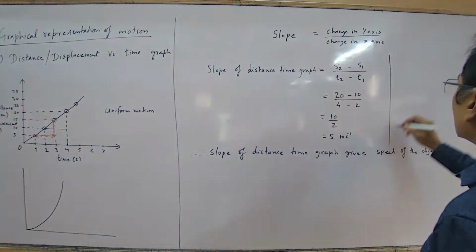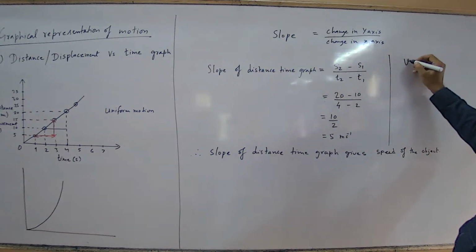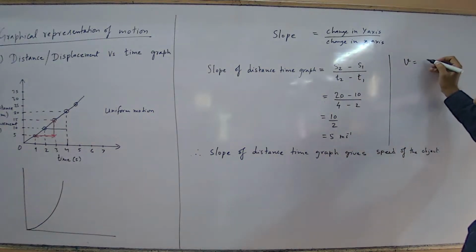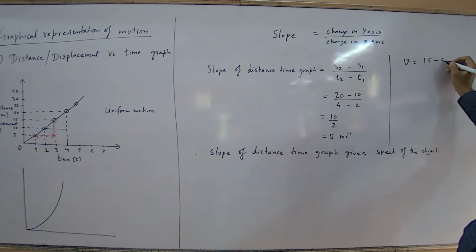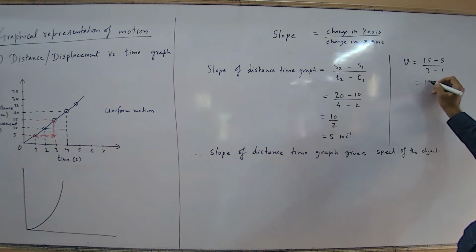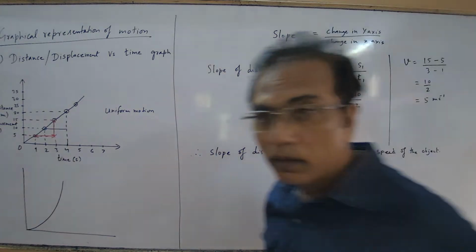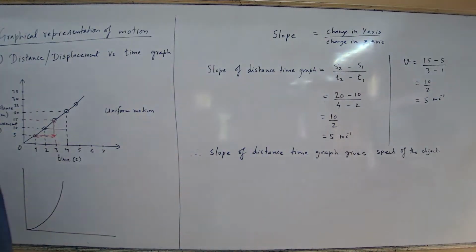So here, speed is equal to 15 minus 5 divided by 3 minus 1. How much is this? 10 by 2 is equal to 5. Got it? So speed should be constant, so it is verified. Anywhere you take, speed is constant. Clear? If not understanding, ask. I know it could be a little tricky for some, so feel free to ask.